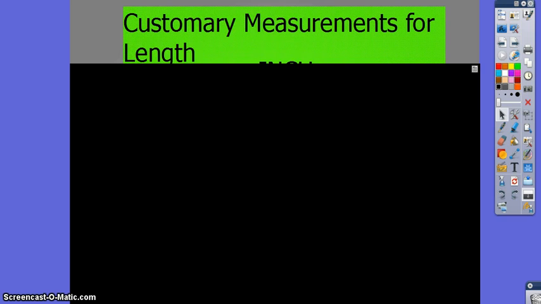Okay, in this lesson today, we're looking at customary measurements, which are inches, feet, yards, and miles, and we're converting them. So we might be taking 12 inches and converting it to feet, like 12 inches equals 1 foot, or 24 inches equals 2 feet. We could be converting from yards to inches. So you need to be thinking, are we moving from a smaller unit to a larger unit, or from a larger unit to a smaller unit?